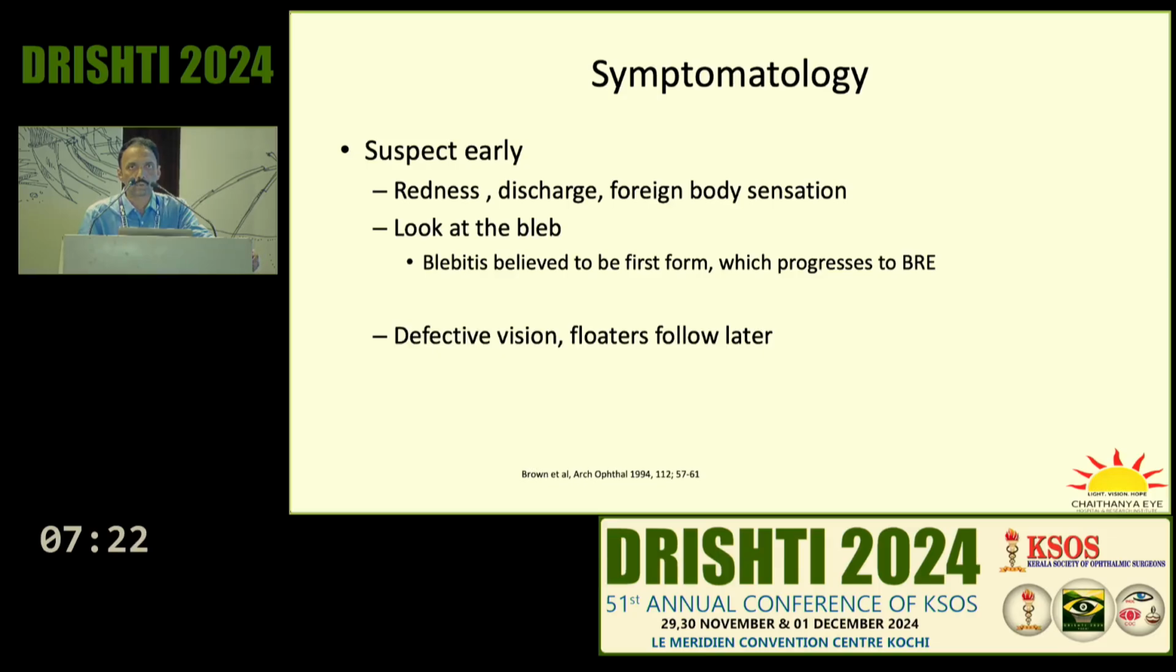So the most important thing that we have to remember is that we need to suspect this problem and pick it up quite early, because the symptoms are very, very subtle. Patients may have just mild redness, discharge, and foreign body sensation. The bleb appearance gives off the clinical picture. You have a nice whitish looking bleb with a lot of congestion around. The transparency of the bleb is lost. Blebitis often is the first form of the disease, and this actually progresses to bleb-related endophthalmitis very soon. Diminished vision and floaters will follow later on.